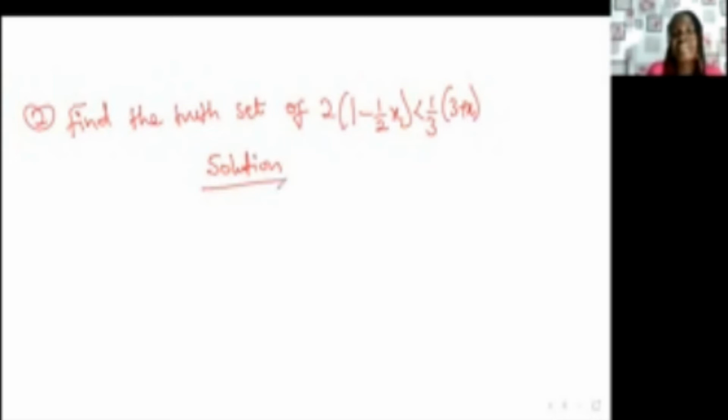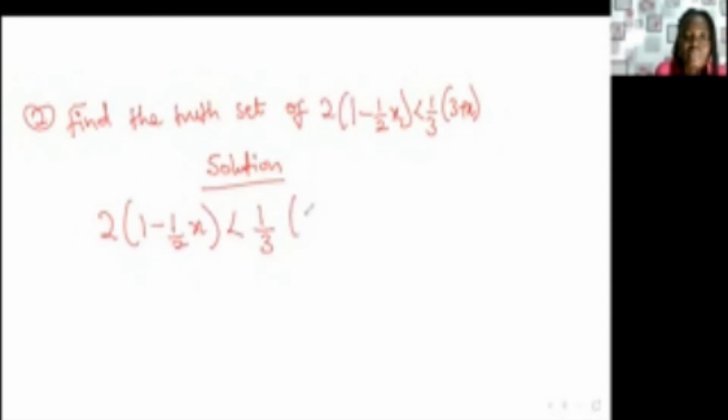Good. So as we did for the first example, we are going to have it as 2 brackets 1 minus half x less than 1 over 3 brackets 3 plus x. Let's look for the LCM in this equation. So for this equation, what is the LCM? The LCM here is 6. That is 2 times 3 is 6.